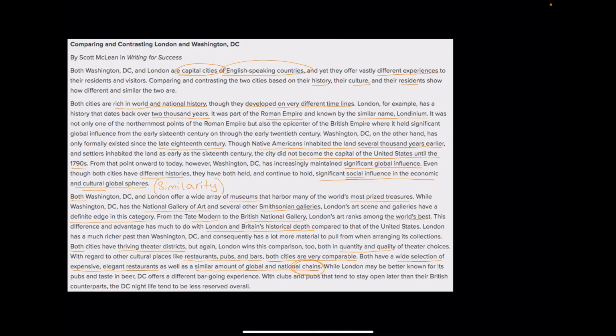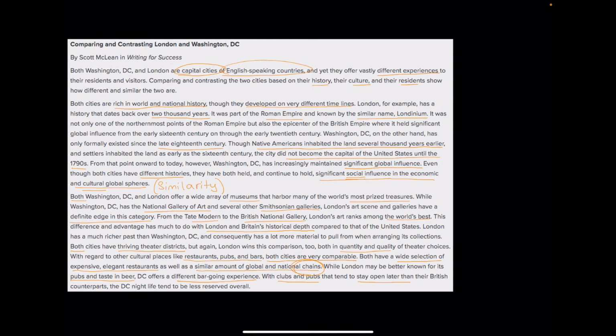While London may be better known for its pubs and taste in beer, DC offers a different bar-going experience, with clubs and pubs that tend to stay open later than their British counterparts. The DC nightlife tends to be less reserved overall, so it sounds like quite fun to go out there. I hope that you've been underlining or picking out similarities and differences as I've been going through that.